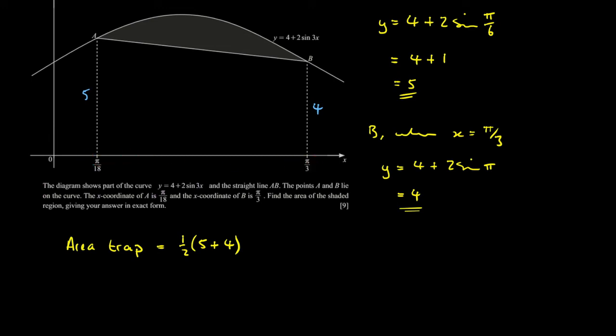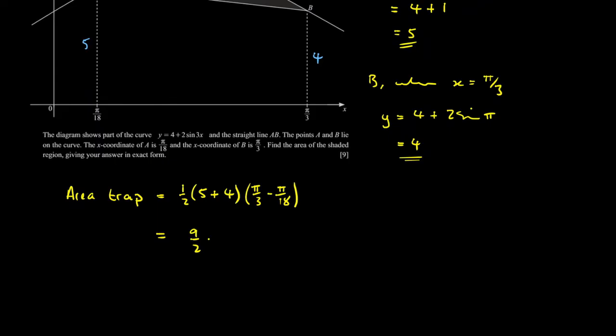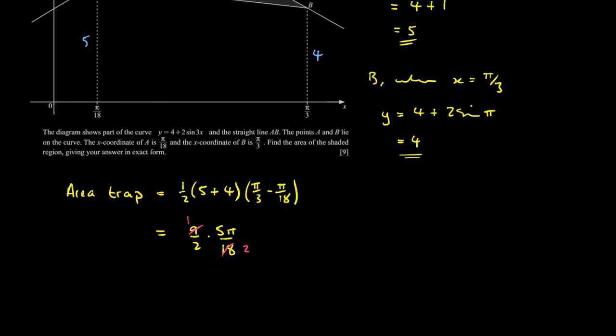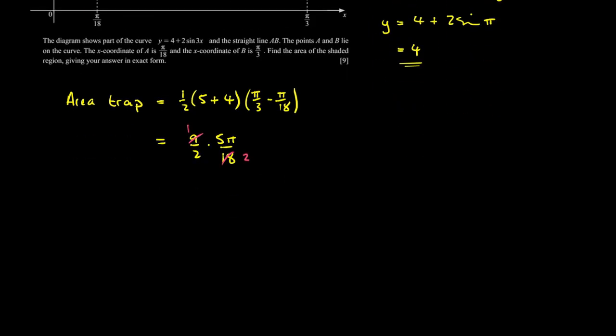So the width is going to be pi upon 3 minus pi upon 18. Okay, so 5 plus 4 is 9. So I've got 9 upon 2 times by, okay, well, pi by 3 is the same as 6 pi upon 18. So minus pi upon 18 is 5 pi upon 18. And then I can cancel, can't I? I can divide top and bottom by 9. So that should give me 5 pi upon 4. So the area of the trapezium there is 5 pi over 4.